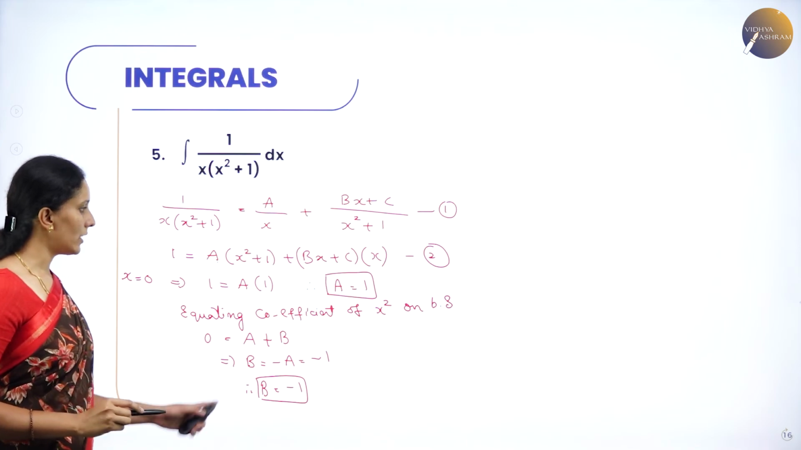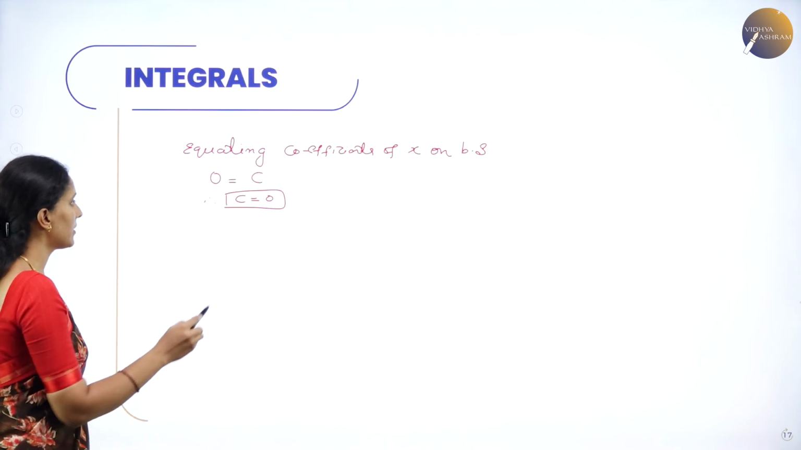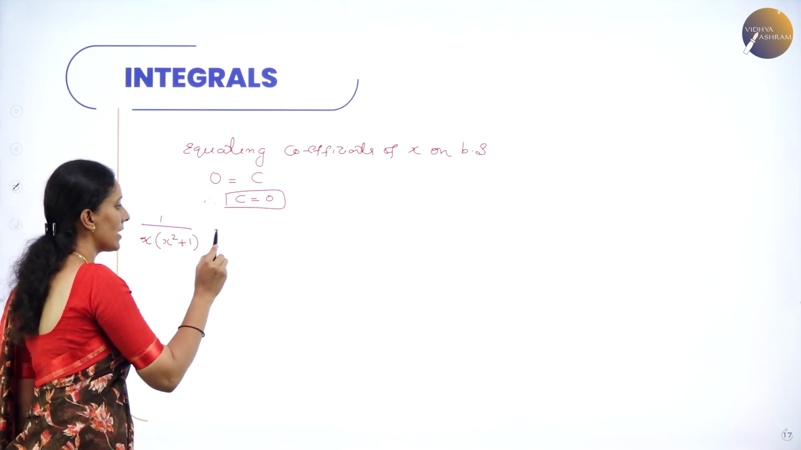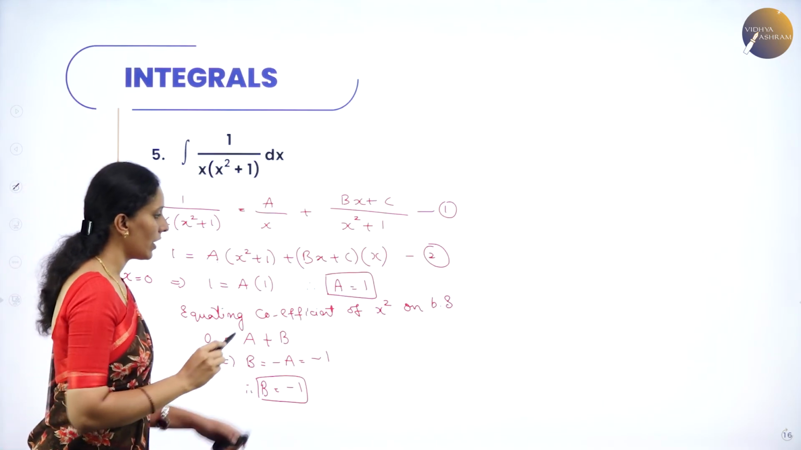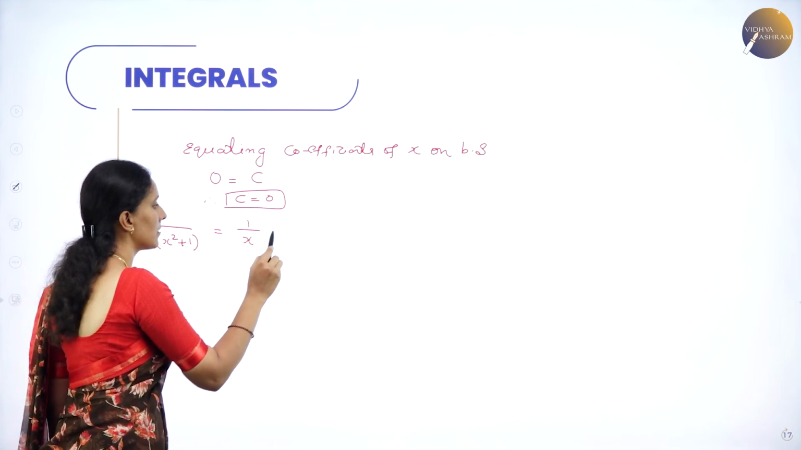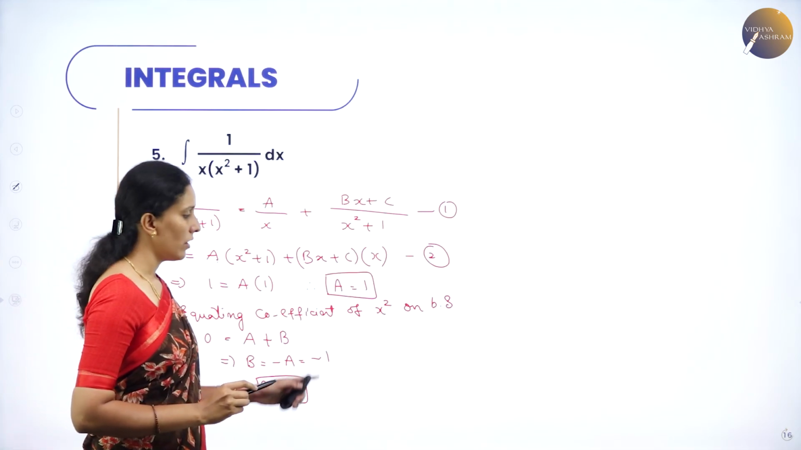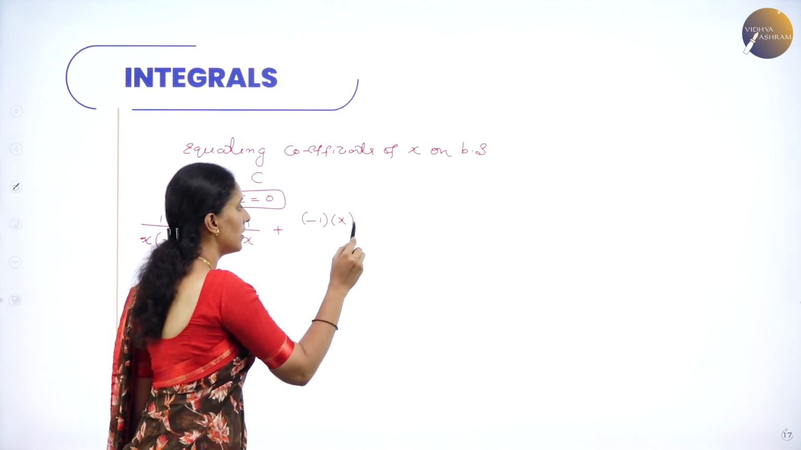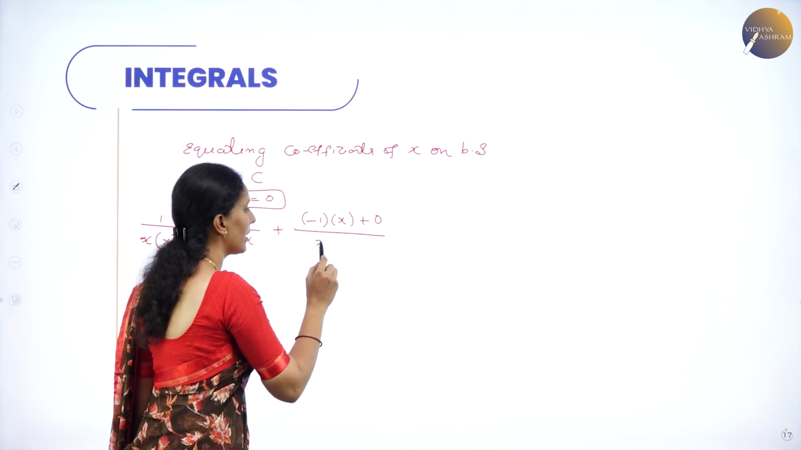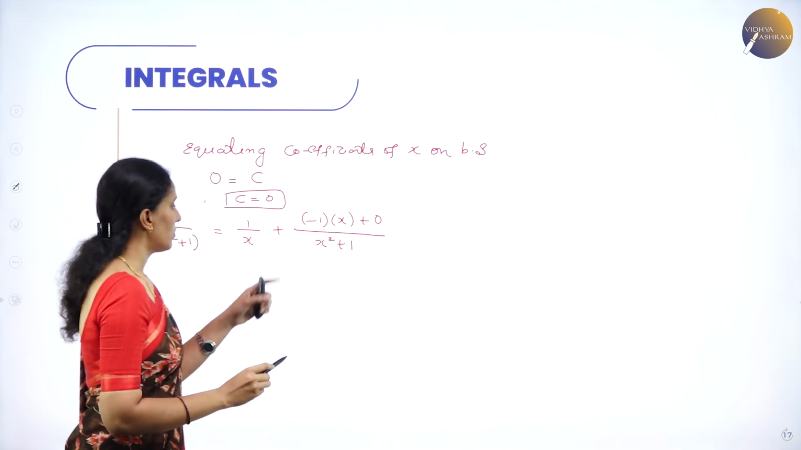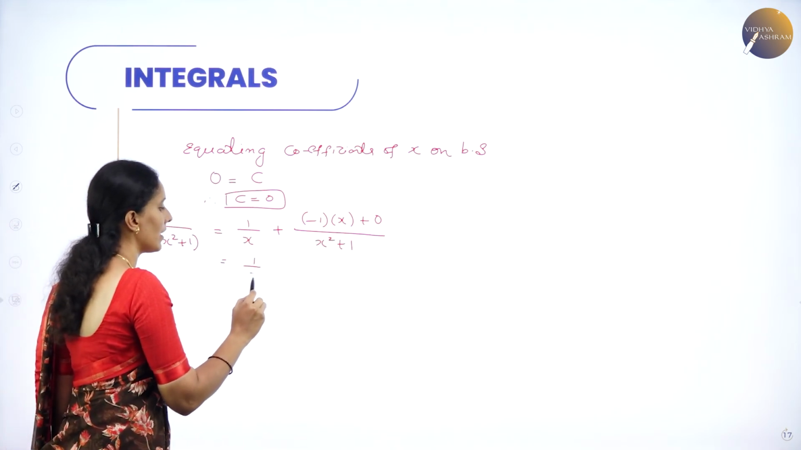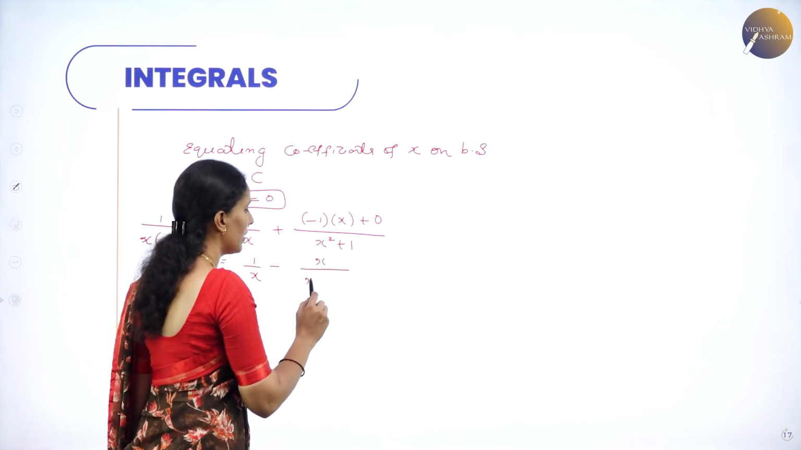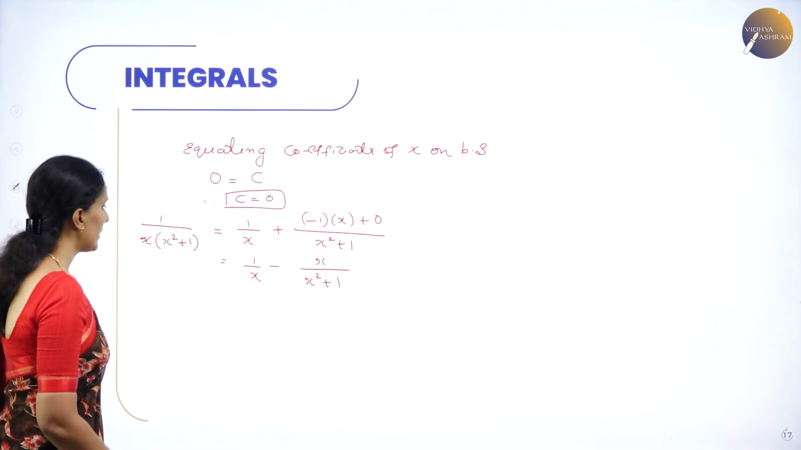Now we got all the three terms here. So therefore, let us write it. Now 1 divided by x into x square plus 1 can be written as a by x. What is the value of a? 1. So it is 1 by x. Plus value of b is minus 1. Value of c is 0. So it is minus 1 into x plus 0 divided by x square plus 1. So this can be written as 1 by x minus x divided by x square plus 1. Let us integrate on both sides.